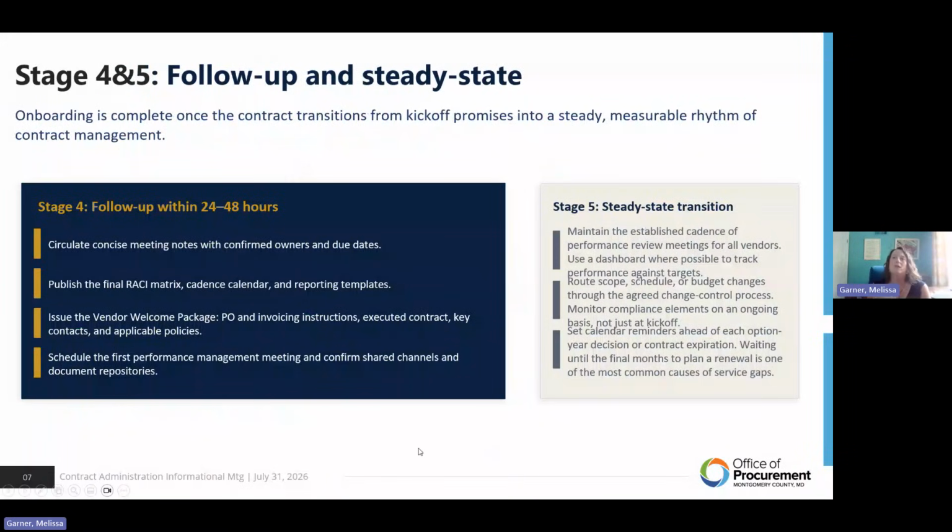Then you get to stage 4 and 5, where it's the follow-up and the steady state, or kind of like the monitoring of things, right? So the follow-up, this goes back to stuff that you probably heard in the overview of contract administration class, or if you've run across issues with vendors and have had to deal with us and OCA in the past of what are you supposed to do. This is one of those things that could be really helpful to you in a proactive manner.